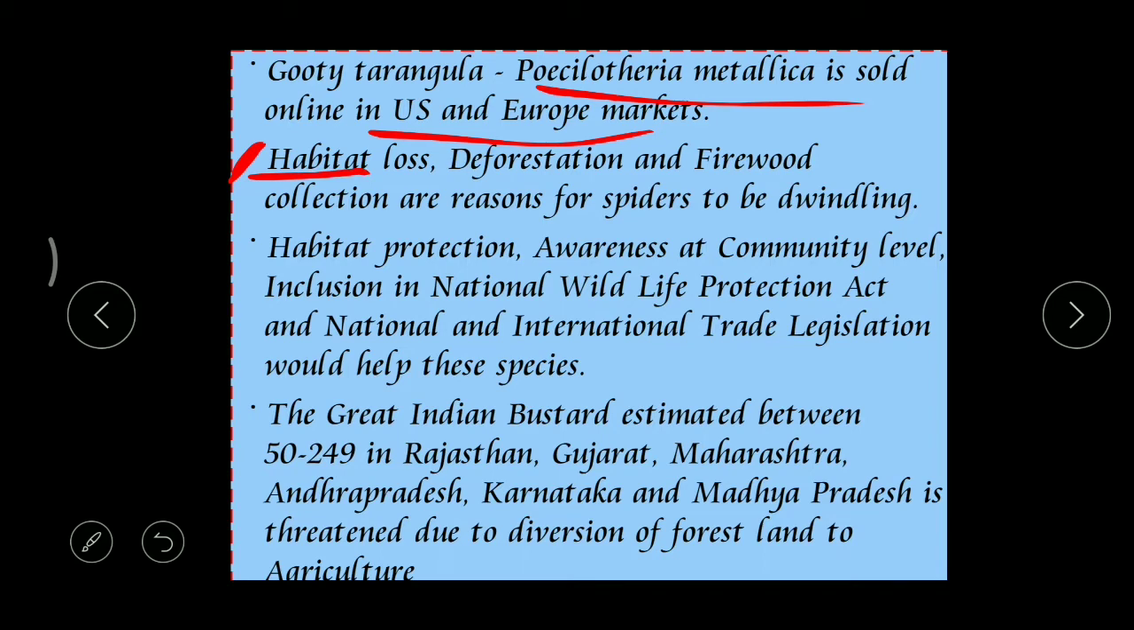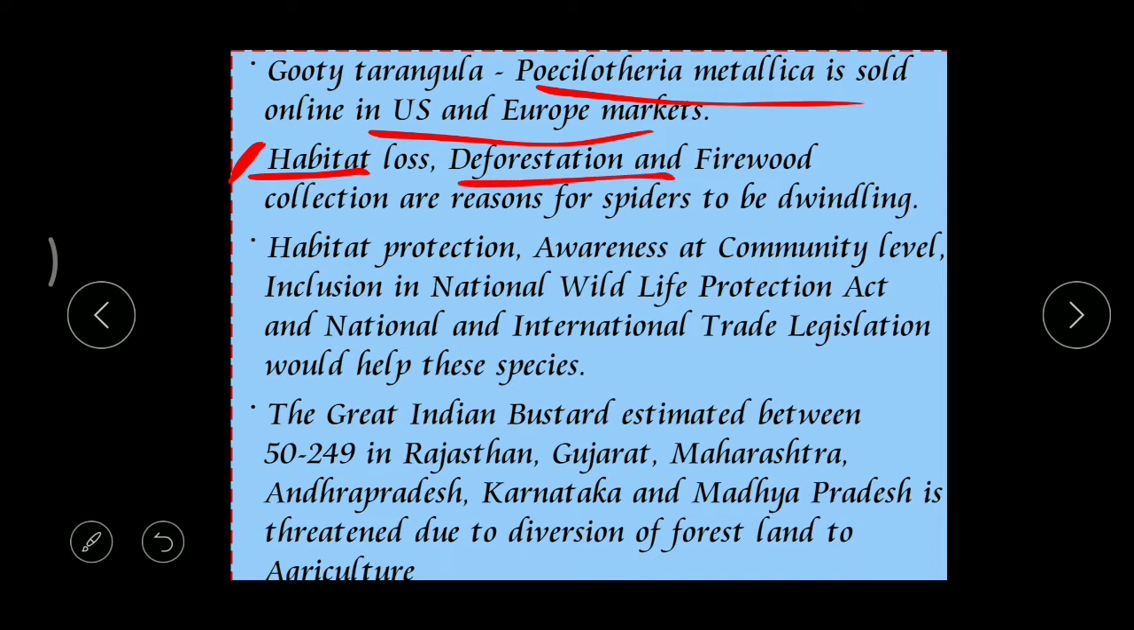The natural living place of any species can be called a habitat. So actually they are living in a forest. Nowadays we are destroying this forest for various reasons, right? When forests are destroyed, automatically these species also lose their shelter. So that's the first reason, habitat loss. And what's the next one?